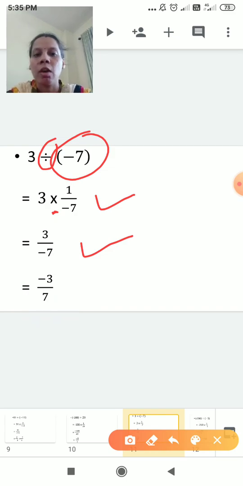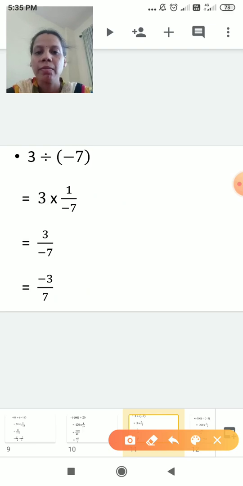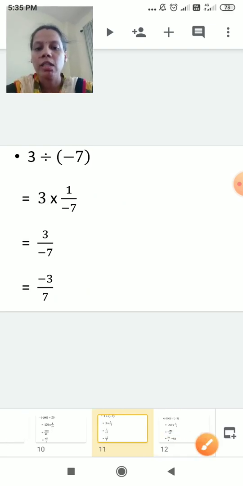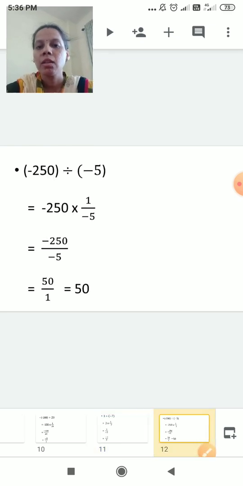Okay. I hope you are clear with all the sums. Now we'll see the next sum. Okay, you can see here the next sum: -250 divided by -5. Yes, both the numbers are negative. Correct, both the integers are negative. So the answer, or quotient, is always a positive integer.